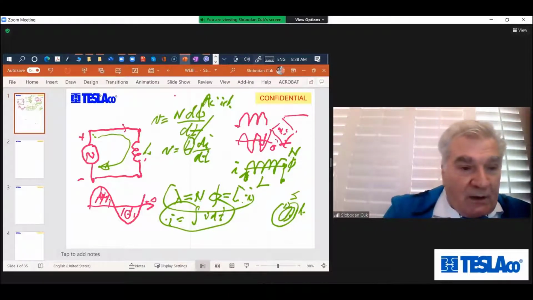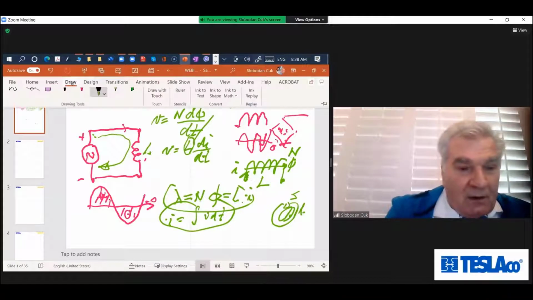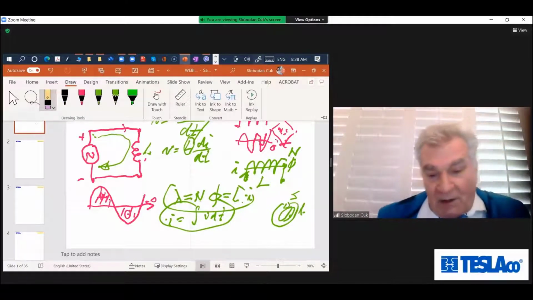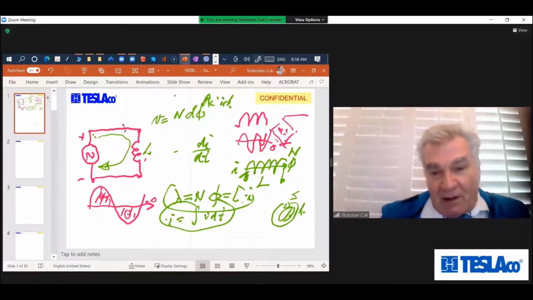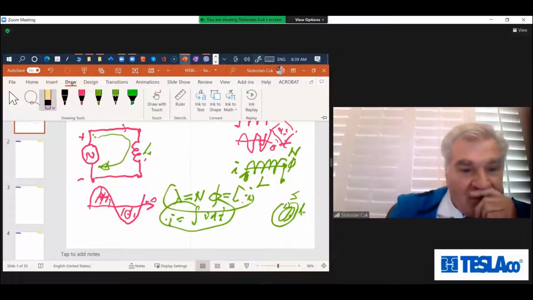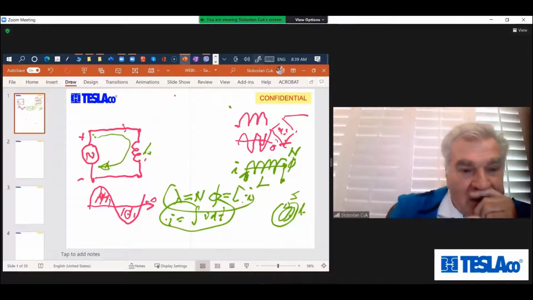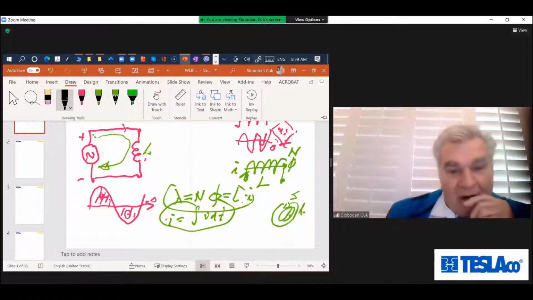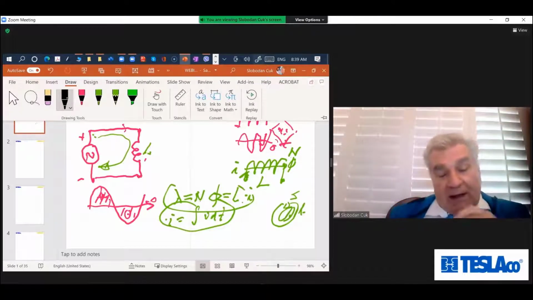Let's see, where is my draw? And I have these things. So now, okay, let me remove this from here so I have a space, and draw. I use black.